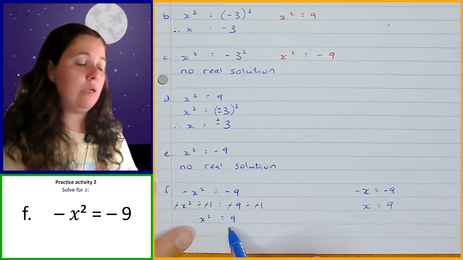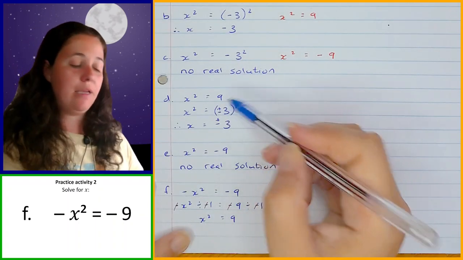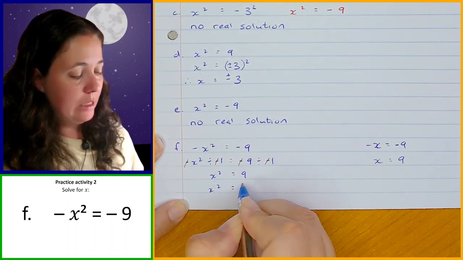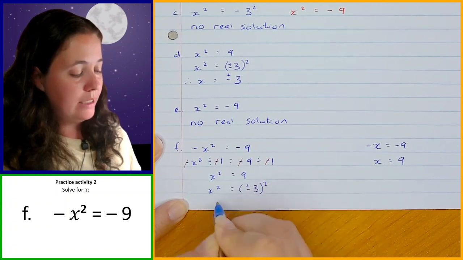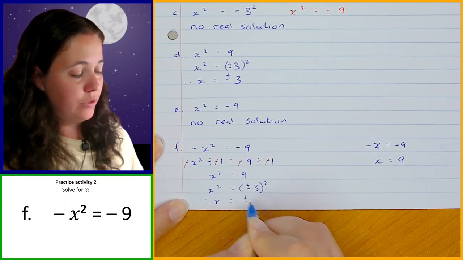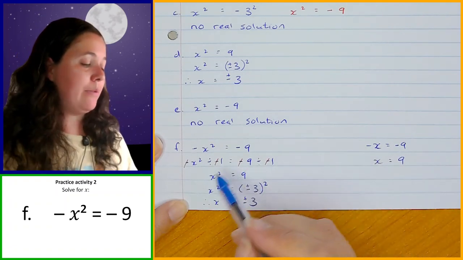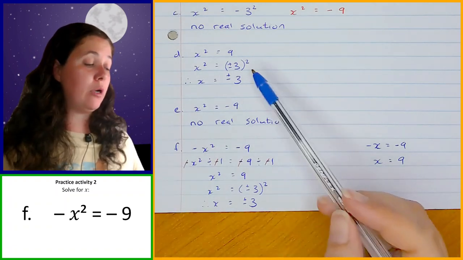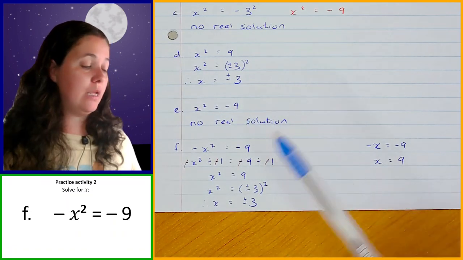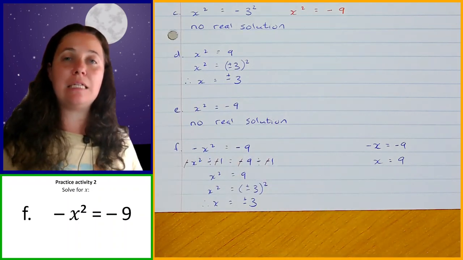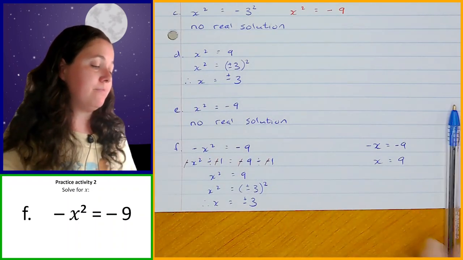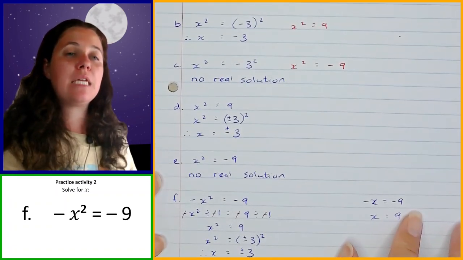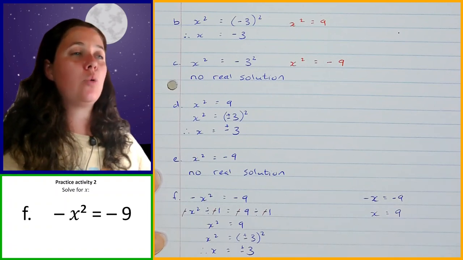Now, once you've got x squared equals 9, it's exactly the same as what we had over there. So that's x squared equals positive or negative 3 squared. Therefore, x is equal to positive or negative 3. That is what happens if you've got a negative on both sides. Then you don't have to worry about what was happening over here, giving you no real solution. If you've got a negative on both sides, you can cancel the negative by dividing by negative 1 on both sides, or multiplying by negative 1 on both sides, which also works. So that's what we do for question F. Now let's have a look at question G.